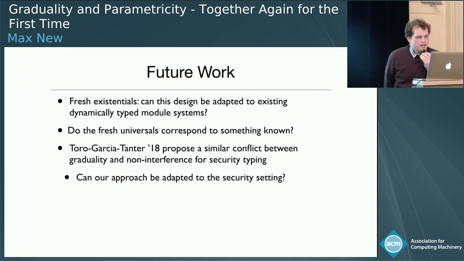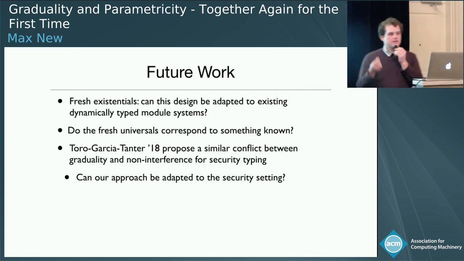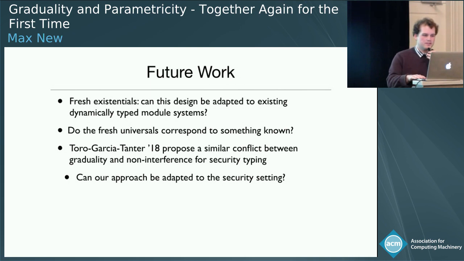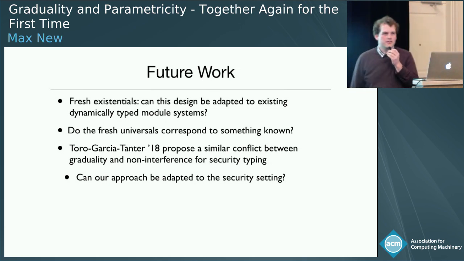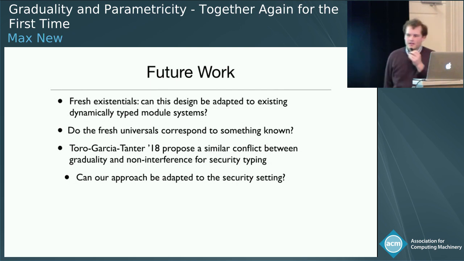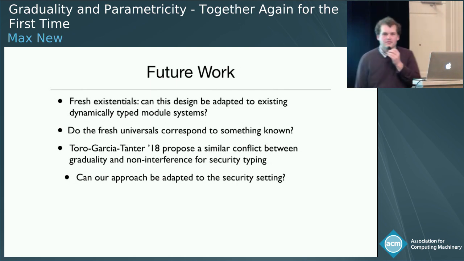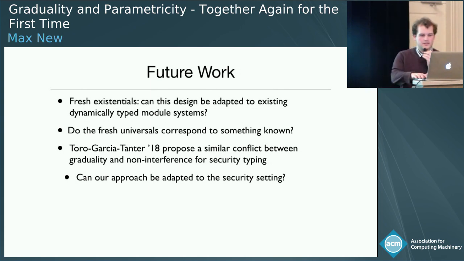And then, for some future work, we want to see if we can use this existential calculus or adapt it to a more realistic dynamically typed module system. And I'd be curious if these fresh universals really correspond to any programming feature or not. And then finally, some of the same authors propose a similar conflict between graduality and non-interference, as we saw in the quote. And so I'd be very curious if there's a similar workaround there by changing the syntax.